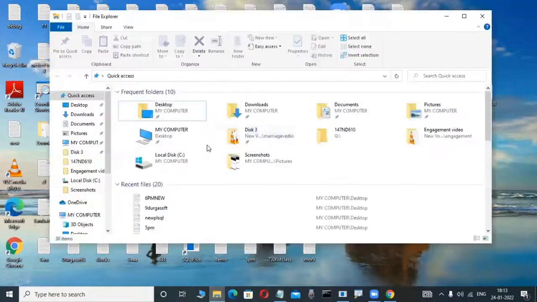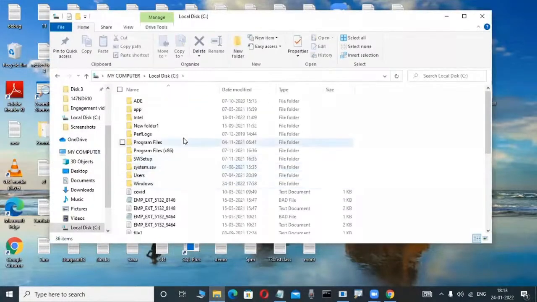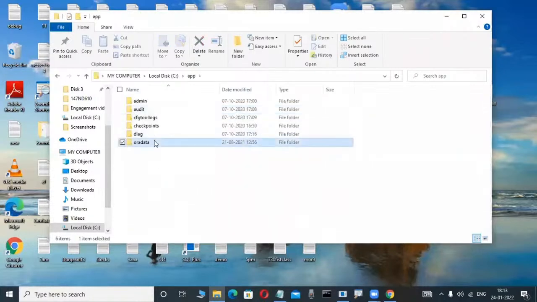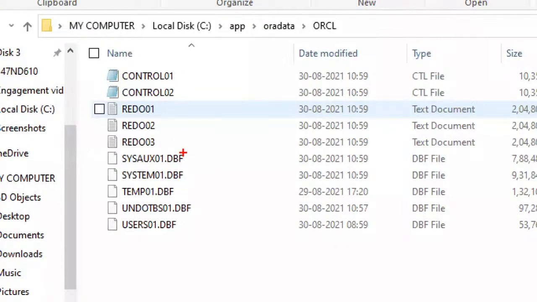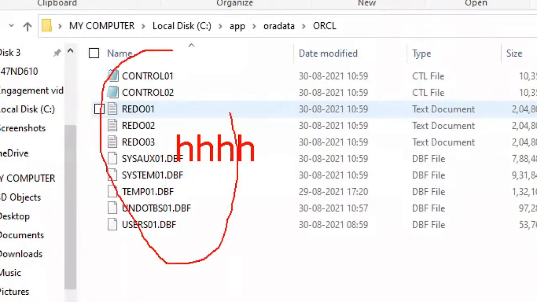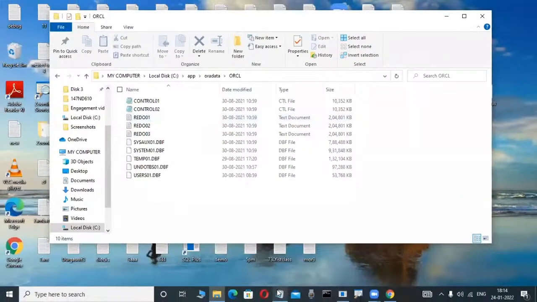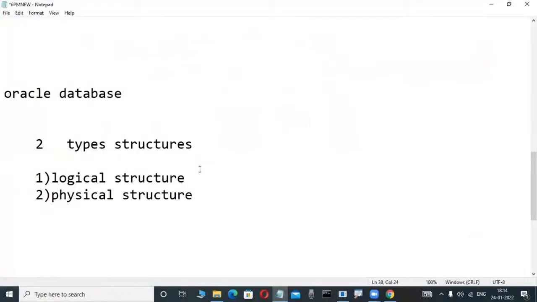I install Oracle on my system. How you install Oracle we will learn in next classes, don't worry. Say I install Oracle in the C drive or somewhere. In this C drive, your table is not available. Whatever table I create is not visible in the C drive or D drive. That's why a logical structure means a structure which is not visible in the operating system.